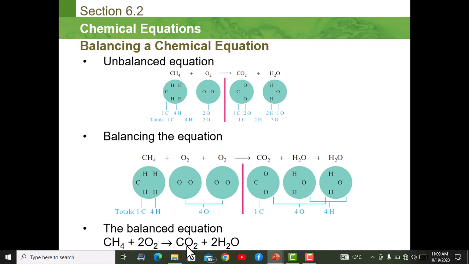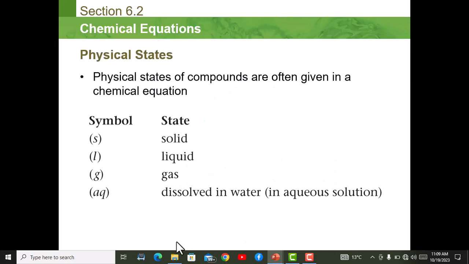This is how a reaction will take place. Without you ensuring that the number of moles are the same, this reaction will never transpire. Very important. So you have 1 carbon, 4 hydrogens, 4 oxygens, 2 plus 2, it's 4. So the reaction will transpire. Very important that we understand the balancing here. Okay, that is fine.